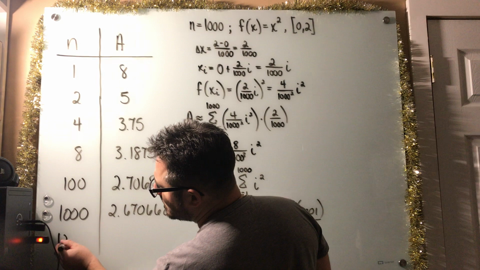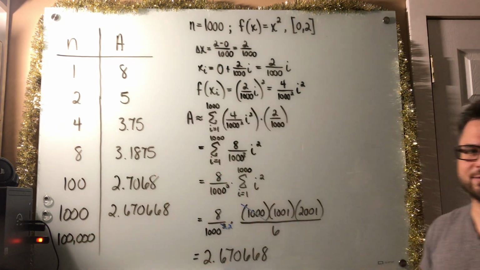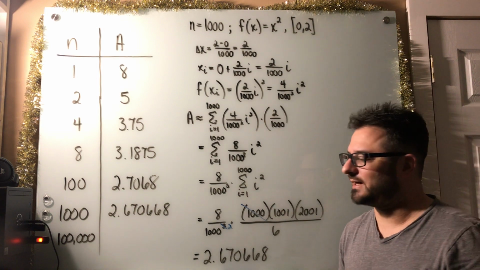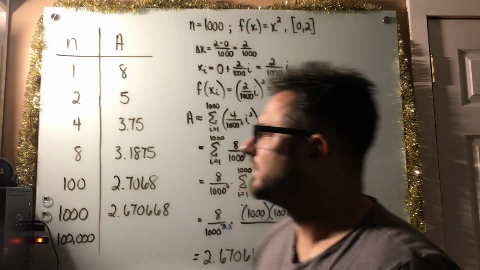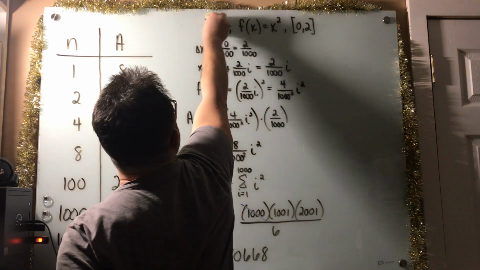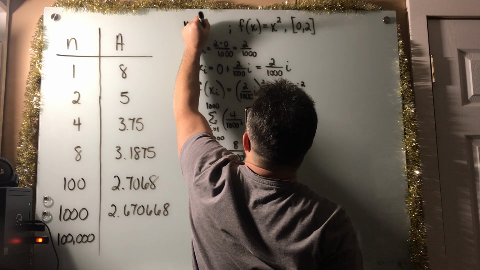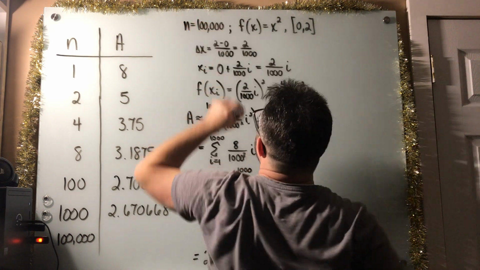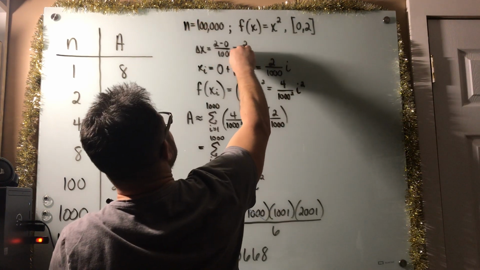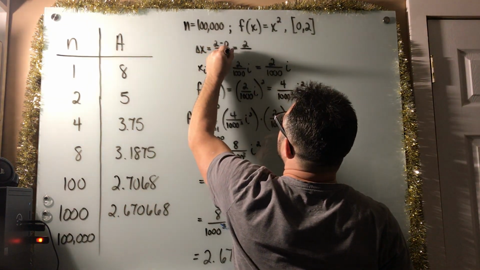Let's go to 100,000. Let's go right past 10,000. Let's just jump it up even higher. Okay. Some changes. N is now 100,000. The denominators here are, again, going to change, but the numerators remain the same.